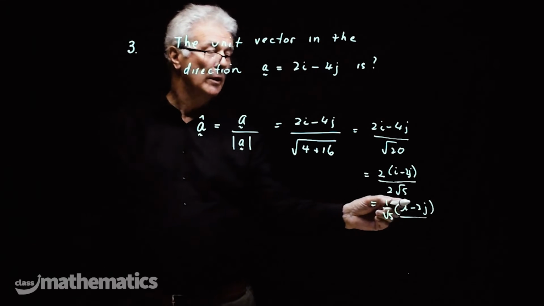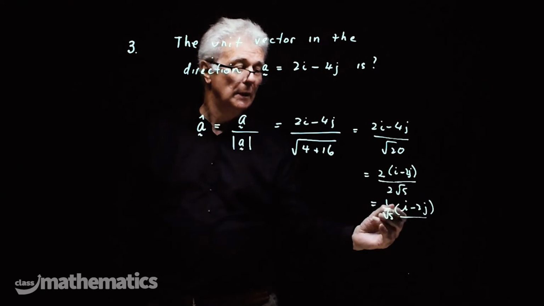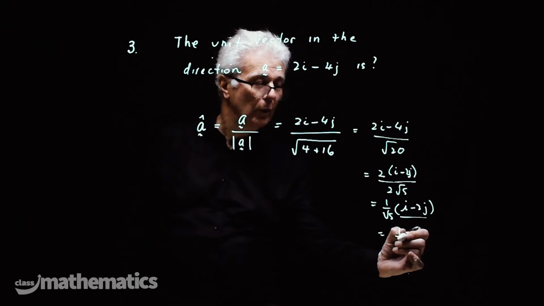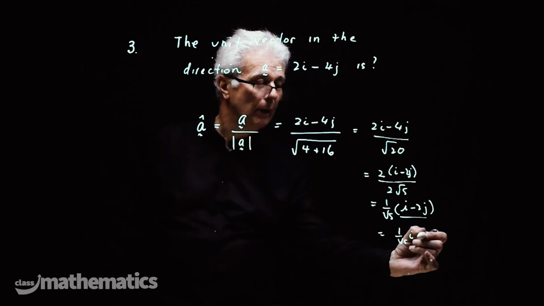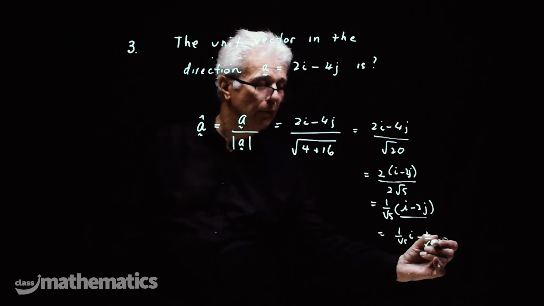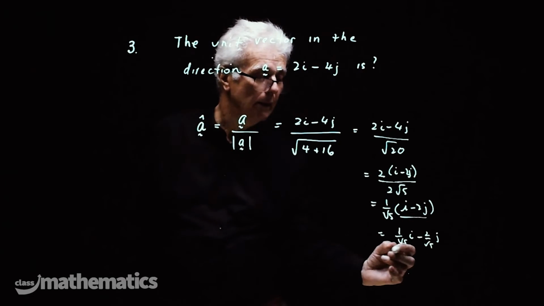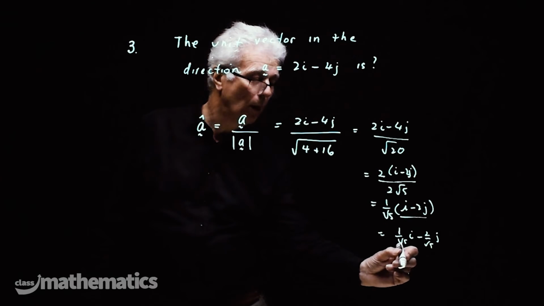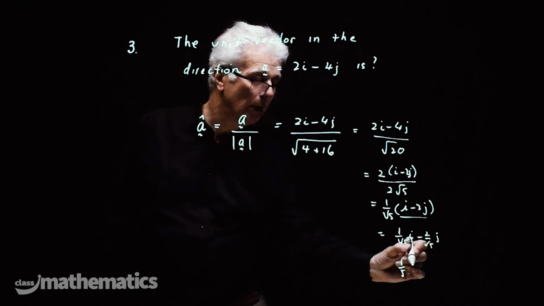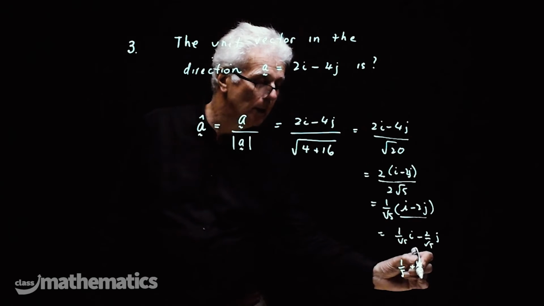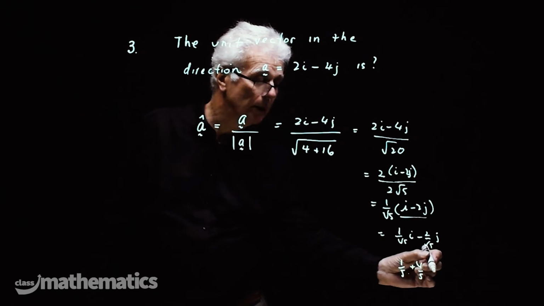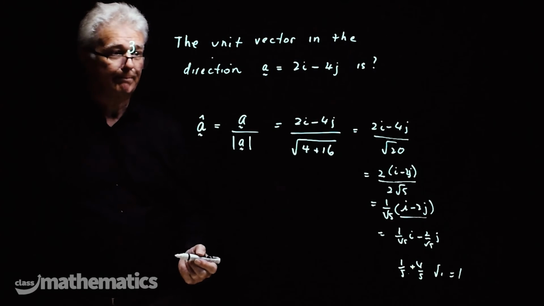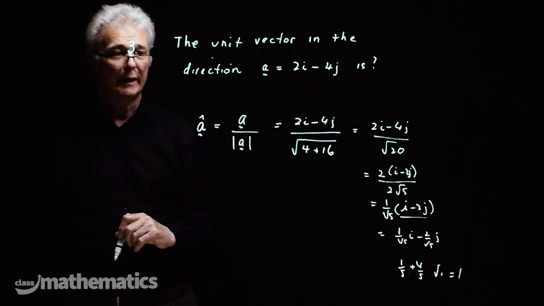Now if you worked out the magnitude of that vector, let's just do that. This is going to be 1 on root 5 i minus 2 on root 5 j. Then the magnitude of this one, if you square that, you're going to get 1/5. You square that, you're going to get 4/5. And 1/5 plus 4/5 is 1. The square root of 1 is just 1. That's why it's called the unit vector. And we'll be using this later on in the series.